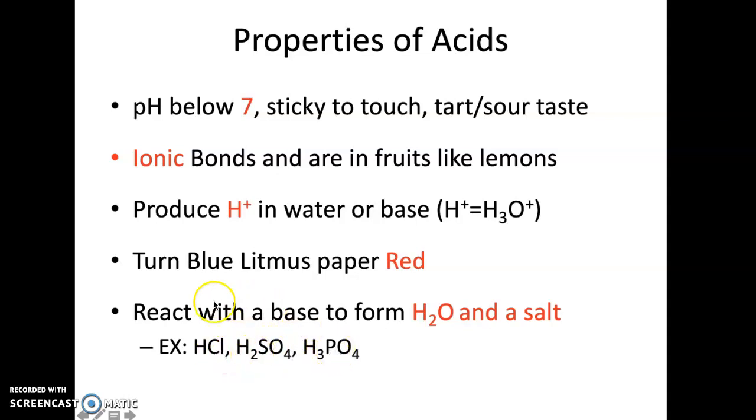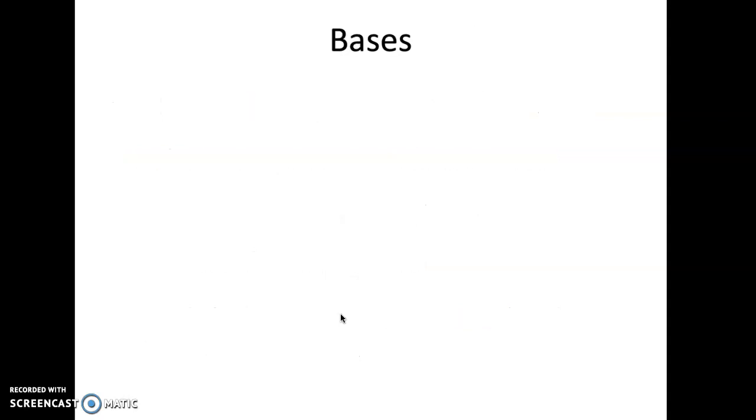Normally we'd spend a lot of time going over how to name and write formulas for these, but we're going to focus on some different pieces with acids and bases this year. Because guess what? We're learning online and we're running out of time.